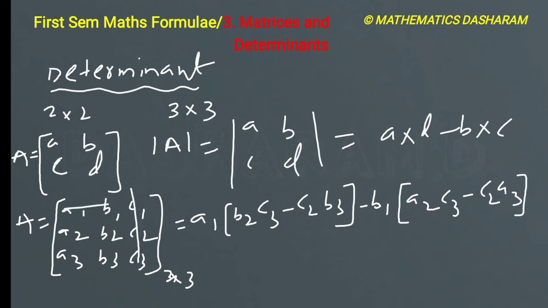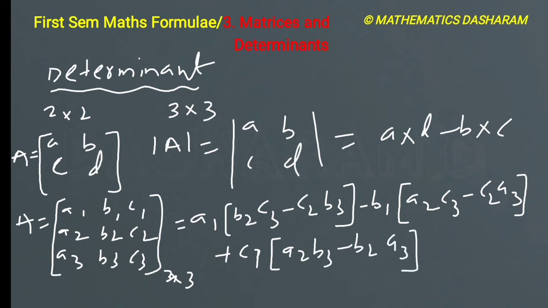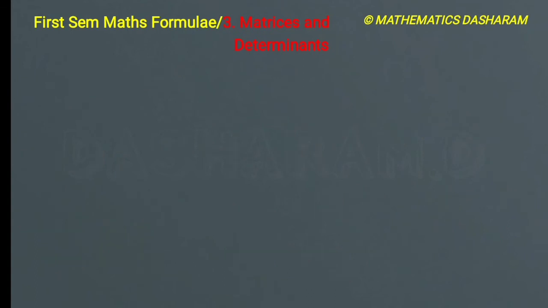So cancel the row and column. Remaining elements determinant, so plus C1 into A2 into B3 minus B2 into A3. So this is a 3 by 3 order matrix determinant. Next, minor of a matrix.